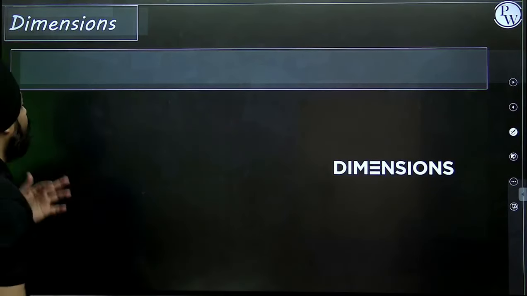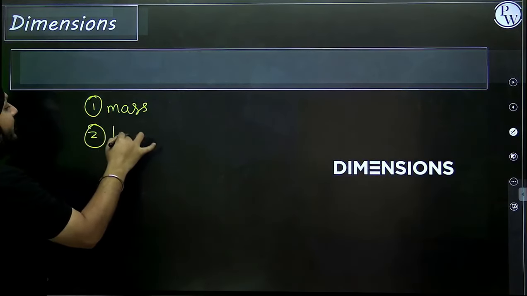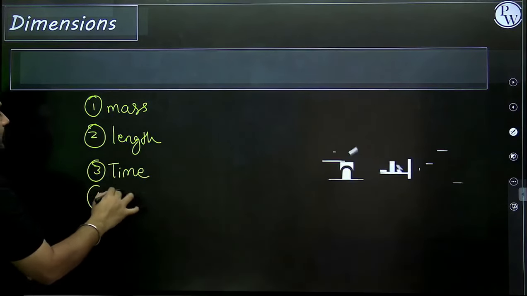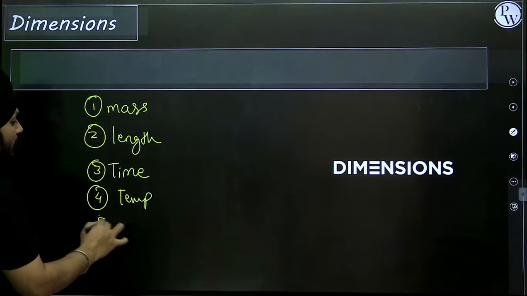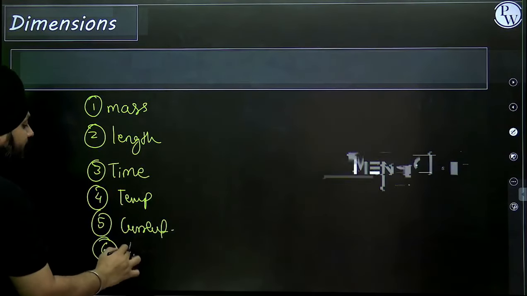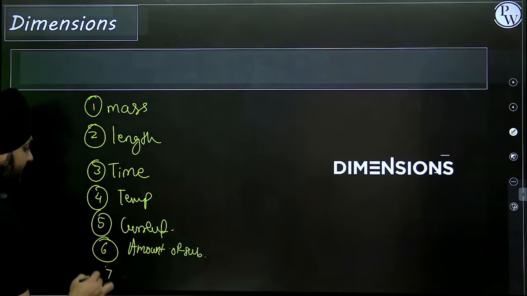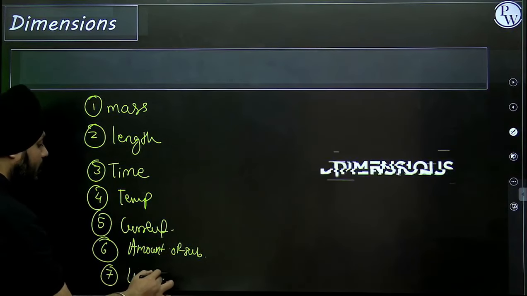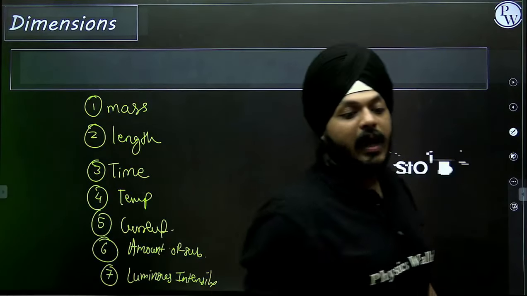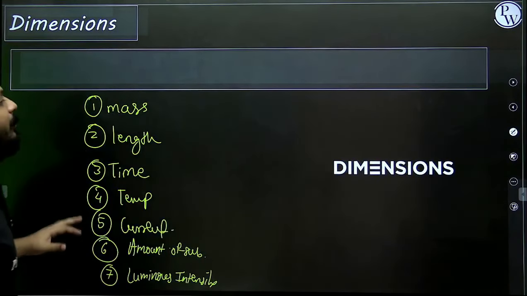First of all, I want to tell you, the 7 fundamental physical quantities are mass, length, time, temperature, current, amount of substance, and luminous intensity. We are having the 7 fundamental physical quantities.